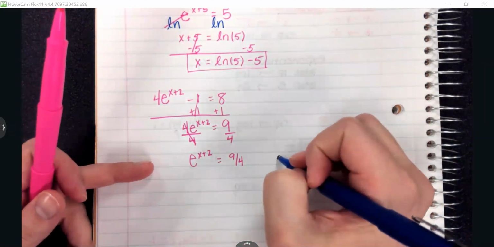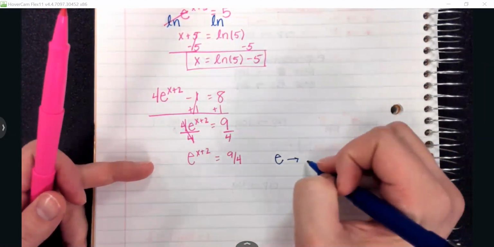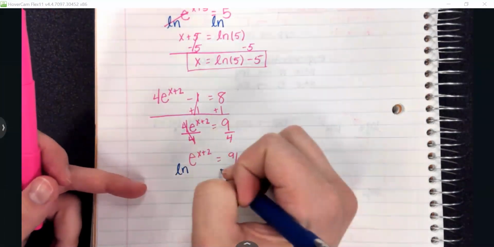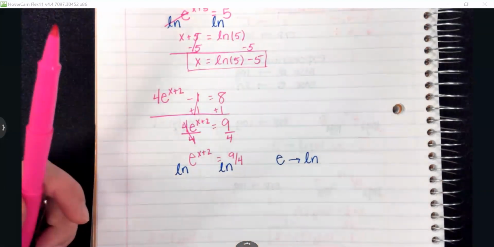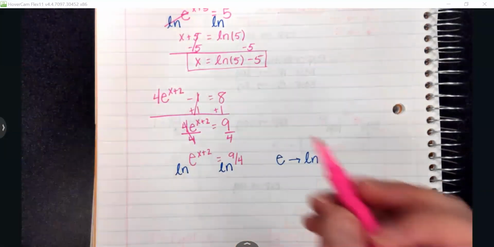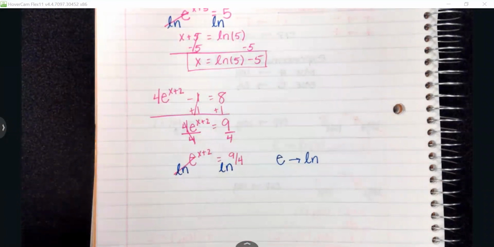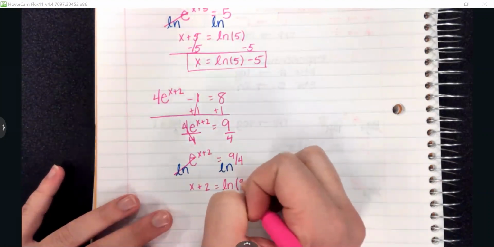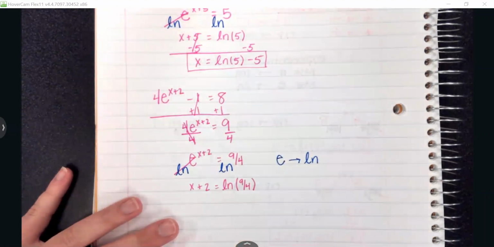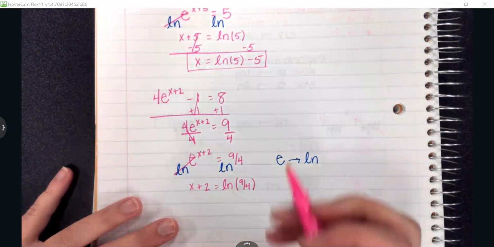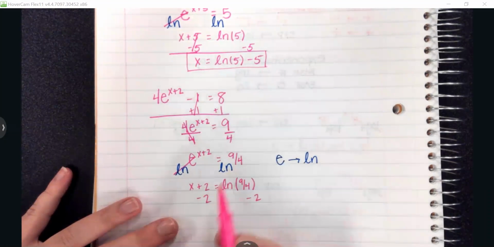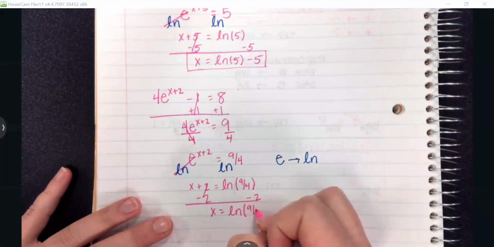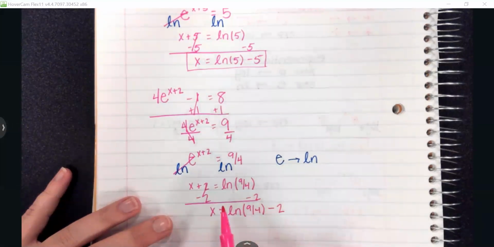I see I have a base of e. What does an e have to turn into? An ln. So I'm going to ln both sides. What does ln of e equal? That is 1. So I have x plus 2 equals ln of 9/4. To get my x by myself, I need to subtract 2 to both sides. So x will equal ln of 9/4 minus 2.